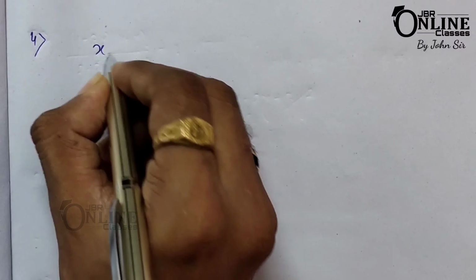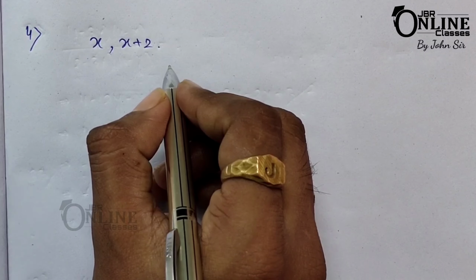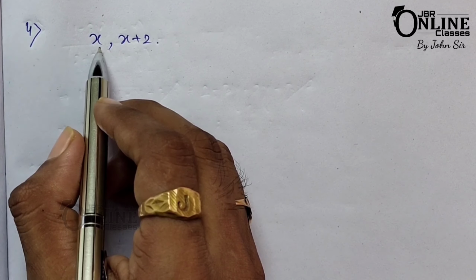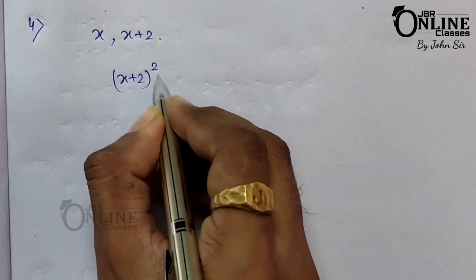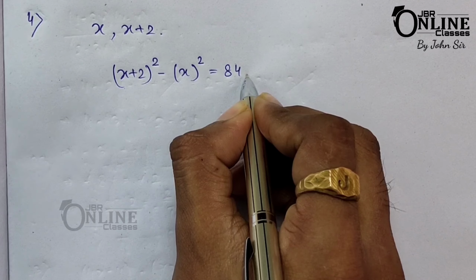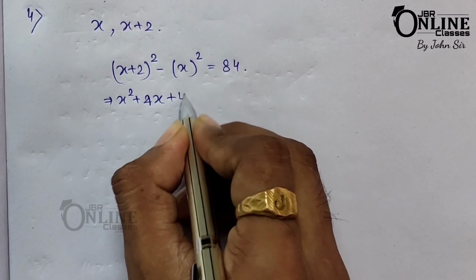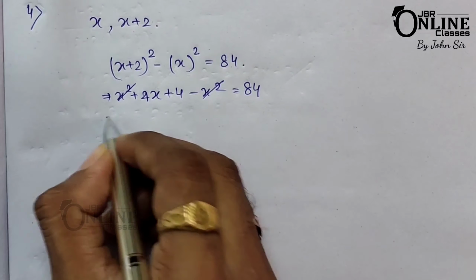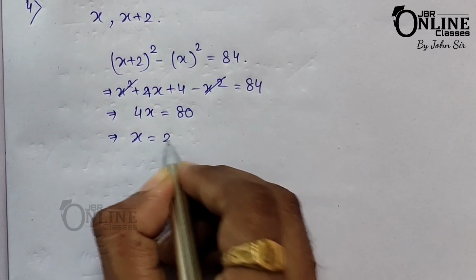So if the first number be x, then the second even number will be x plus 2, and the difference of whose square is 84. That means (x plus 2) whole square minus x square, and that equal to 84, it's given. So x square plus 2 into 2, 4x plus 4 minus x square, using the (a plus b) whole square formula, and that equal to 84. x square cancel out. So 4x equal to 80, and that means x equal to 20.